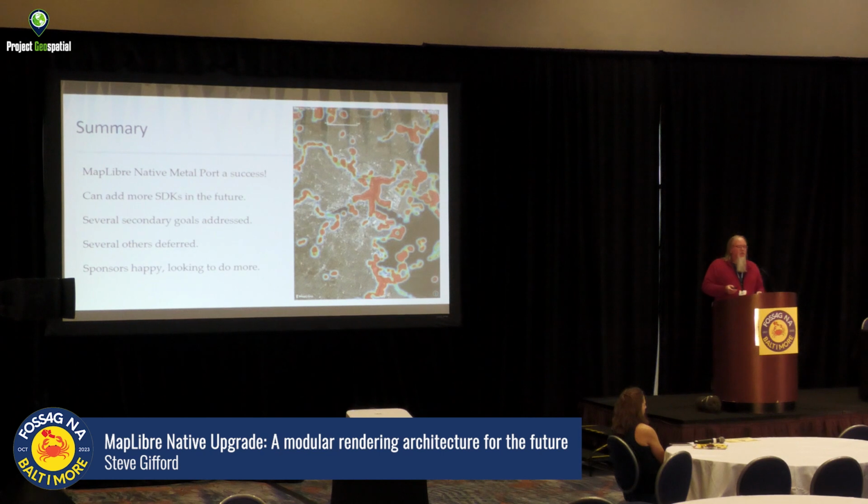All right, so the port was a success. That was good. That was a risk that people took, and we appreciate they took it on us. And it's definitely going to be easier to add more rendering SDKs in the future. So Vulkan is the obvious one, but who knows what the future will bring with this thing. So hopefully this is going to make MapLibre Native a little bit more future-proof. We addressed a lot of the secondary goals, particularly related to opening up the toolkit, making it easier to replace components and add new things, and we deferred several of our other secondary goals. And the sponsors are happy, which obviously is the most important thing to me, and they're looking to do more. So we're waiting to hear back from the community as to what they'd like to do next.